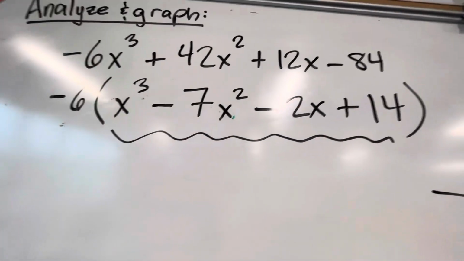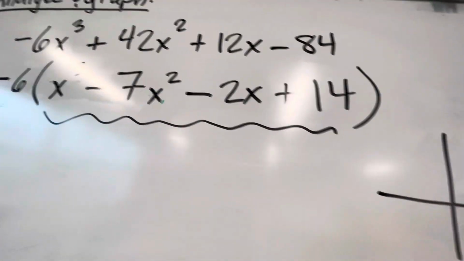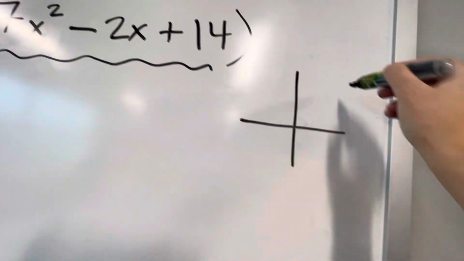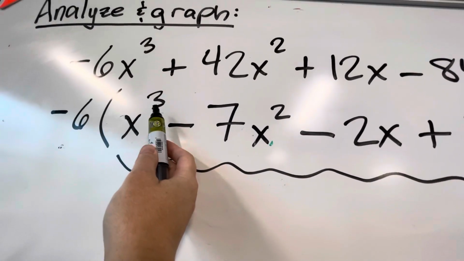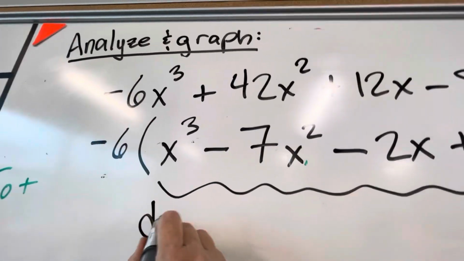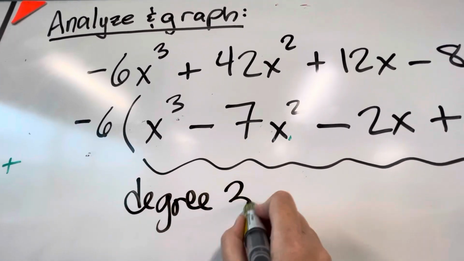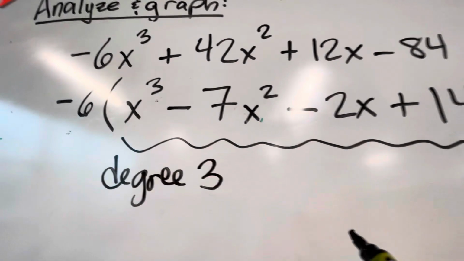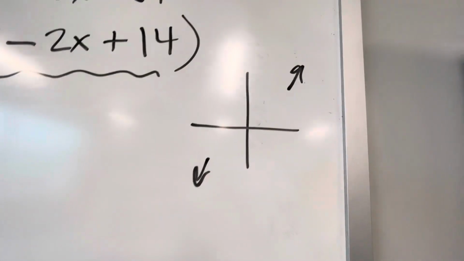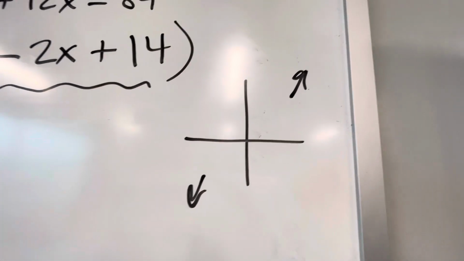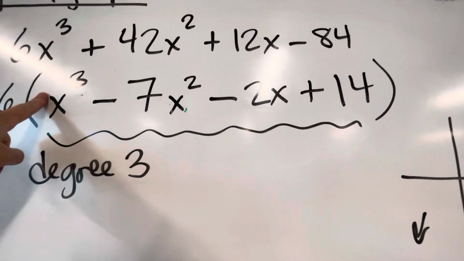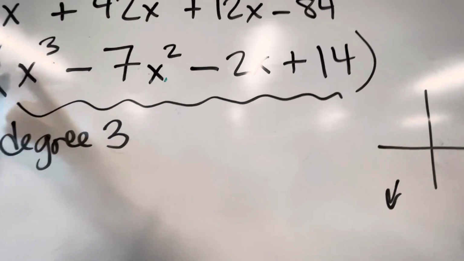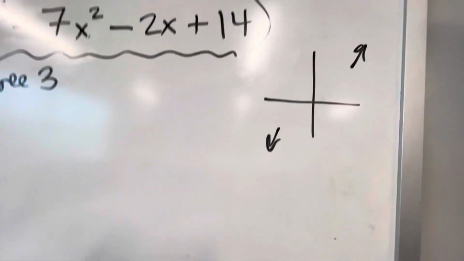My leading term is x cubed, and it's positive inside the parentheses. So my end behavior is going to look like this and this. A cubed is odd. 3 is odd. This is a degree 3. So the end behavior will be like a y equals x line or like a cubic parent, and there is no negative to flip it. So there's no transformation on that. It just looks like a cubic parent.